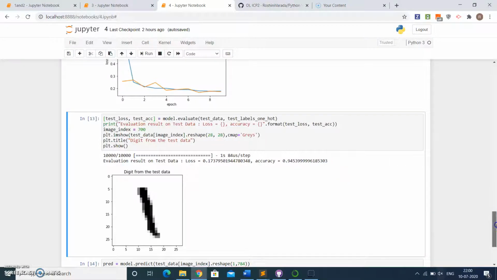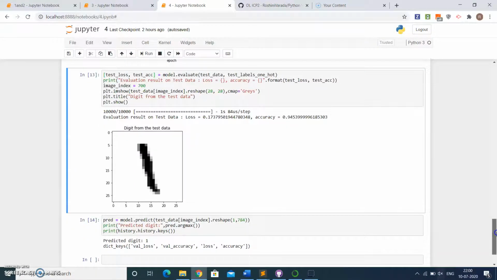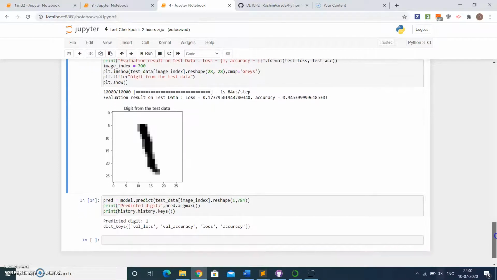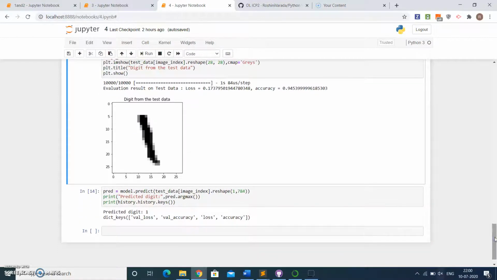So from here we can infer that as the scaling of the data is done, the accuracy will increase. This we could infer from this part, and then again we are doing the digit prediction, where the digit is predicted as 1. And thank you.